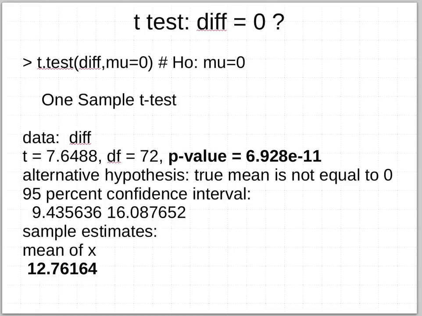And we get a p-value that says that we can be quite confident that there was a difference that was significantly different from 0. The alternative hypothesis was that the true mean is not equal to 0, and I think we have support for that alternative hypothesis. We get a 95% confidence interval. There's the lower value and the upper value. So the mean of 12.76 could be expressed with a confidence interval somewhere between 9.4 and 16. So we have a pretty clear estimate of what the difference is.